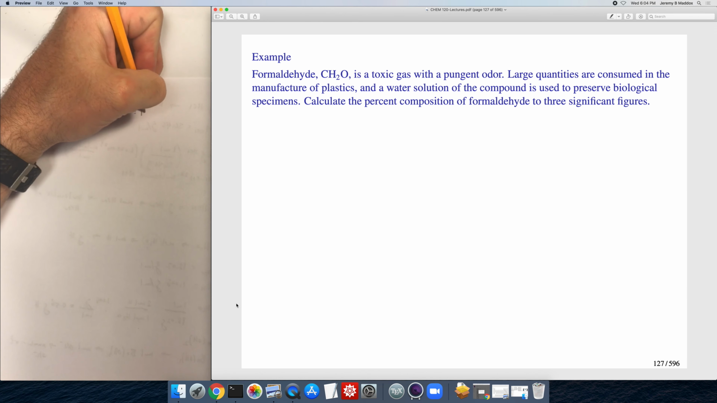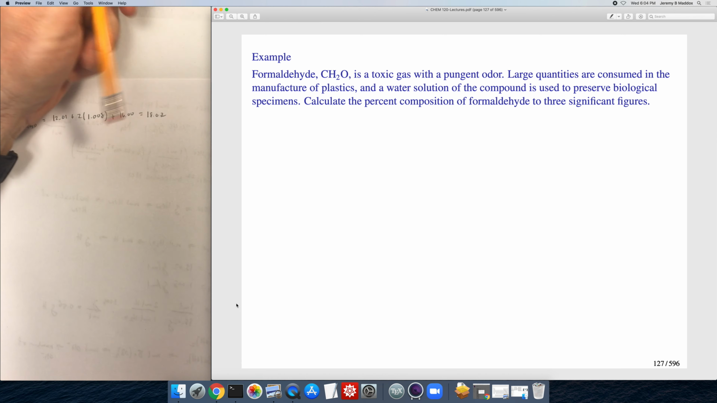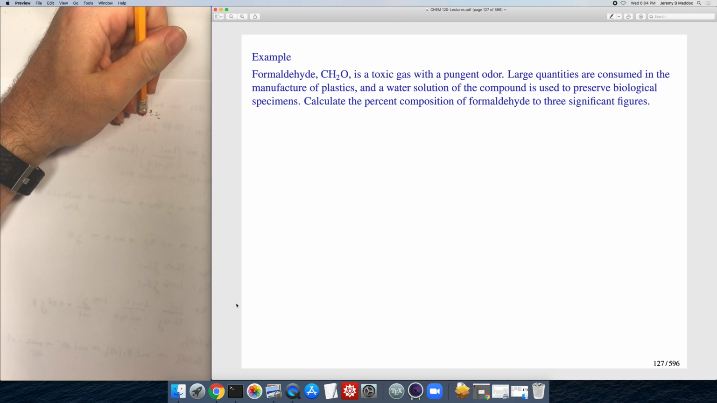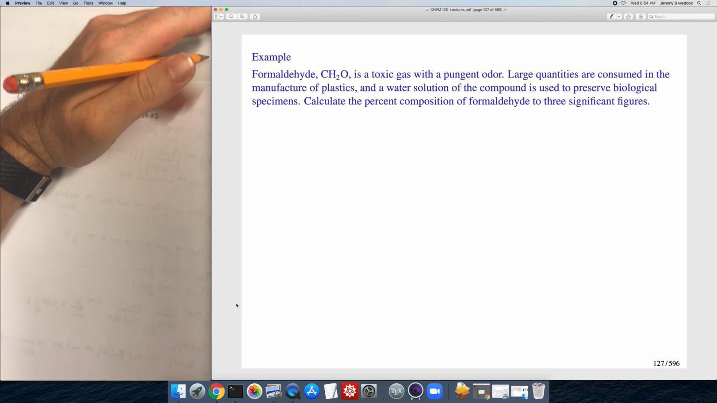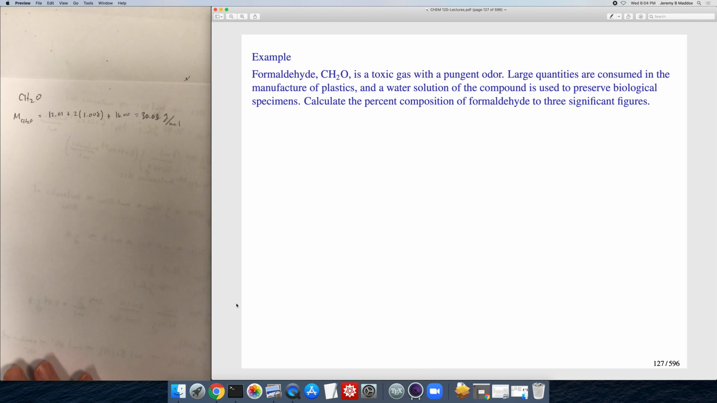So I'm getting 18.02, that's not right, is it? No, that's not right. There we go. 30.03 grams per mole.